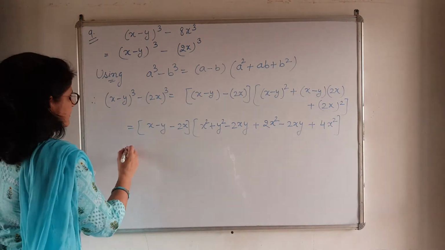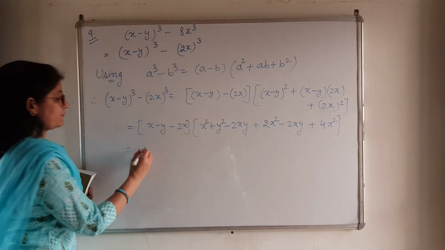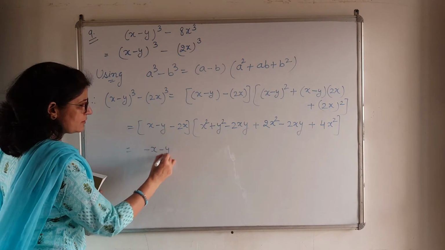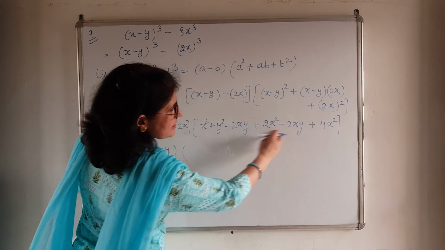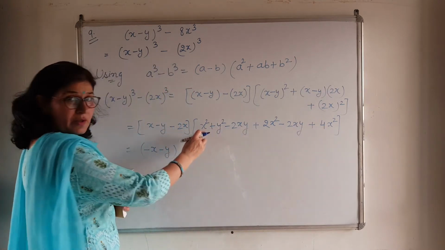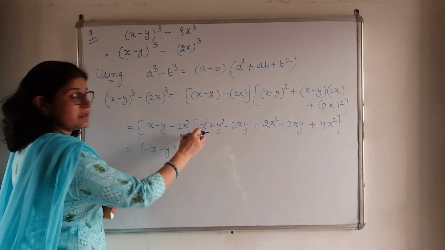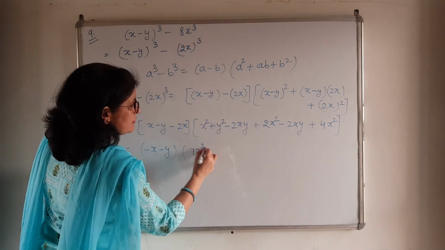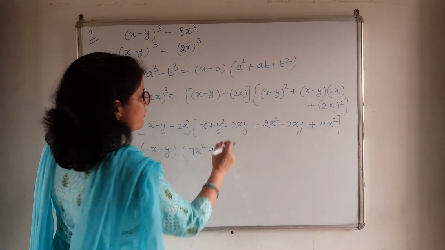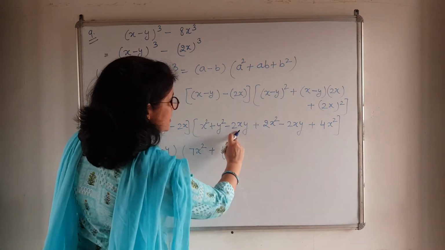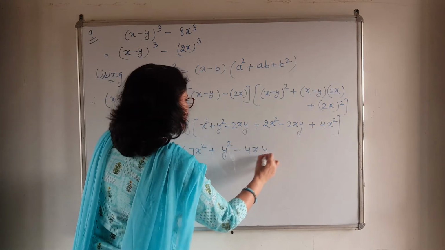Now we add or subtract. Minus 2x plus x, minus x minus y. Here the x square terms are all three in plus, so we add them: 4 plus 2 is 6, plus 1 is 7. 7x square. Then we have 1y square. Then minus 2xy, minus 2xy, minus 4xy.